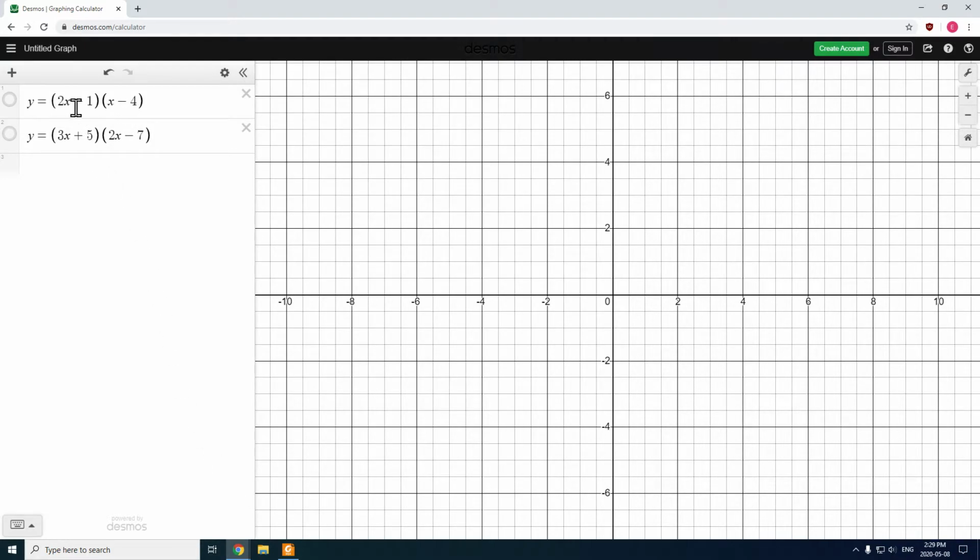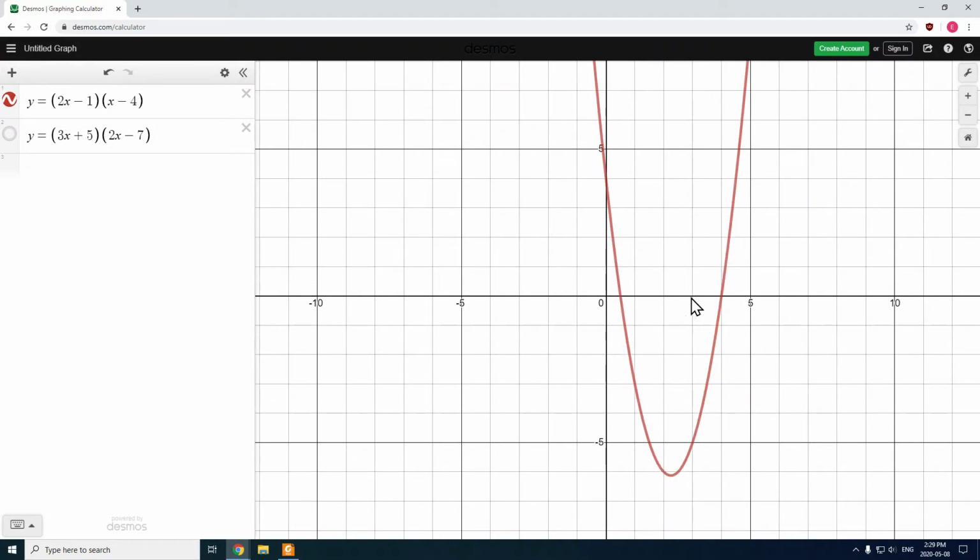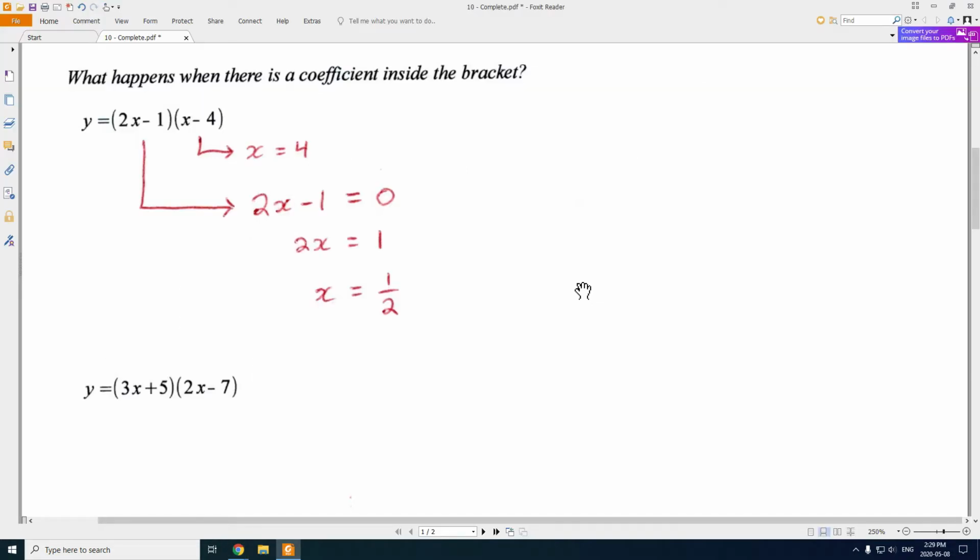2x minus 1 times x minus 4. All right, let's see what we got here. So in this case, it's hitting the x-axis at 4. That was our first x-intercept, and at 0.5, right? 1/2, 0.5. That's our other x-intercept. Nothing out front, so it opens upwards. Let's try the next one out.